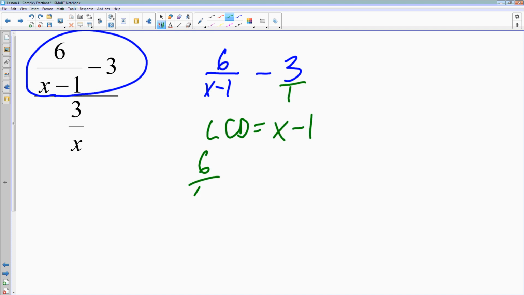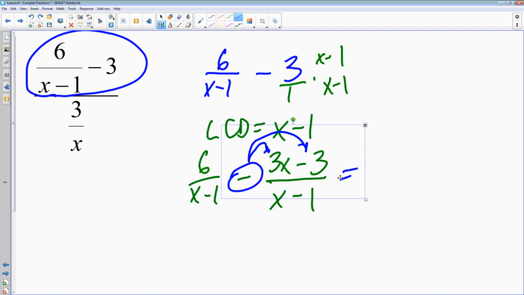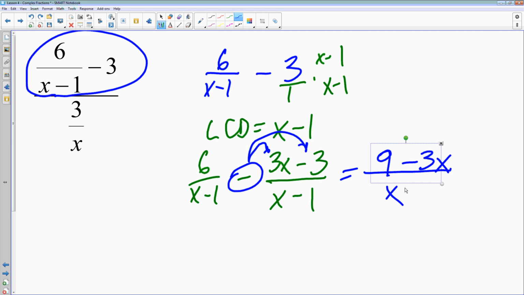So the first fraction does not change, but my second fraction gets multiplied by x minus 1 over x minus 1. So my numerator becomes 3x minus 3, and my denominator is still x minus 1. So now we are subtracting, so make sure you distribute that negative. So it's 6 minus negative 3, that's 9, and nothing minus 3x, that's still going to be minus 3x, over x minus 1. So now we have one fraction in the numerator, one in the denominator, so let's rewrite them side by side.